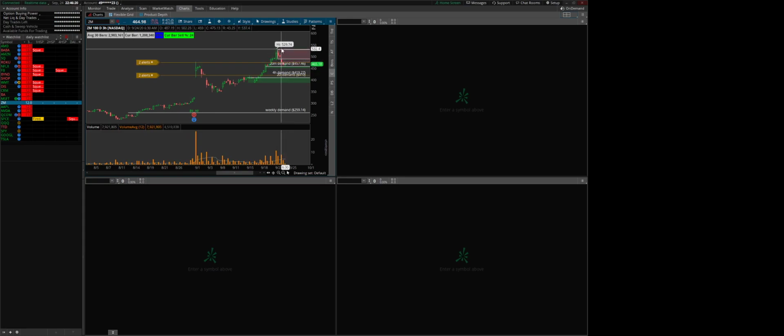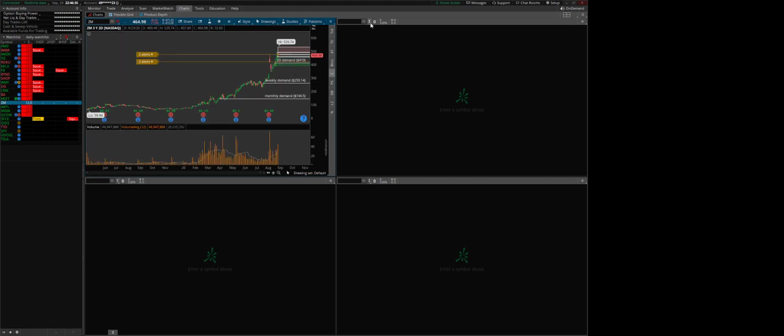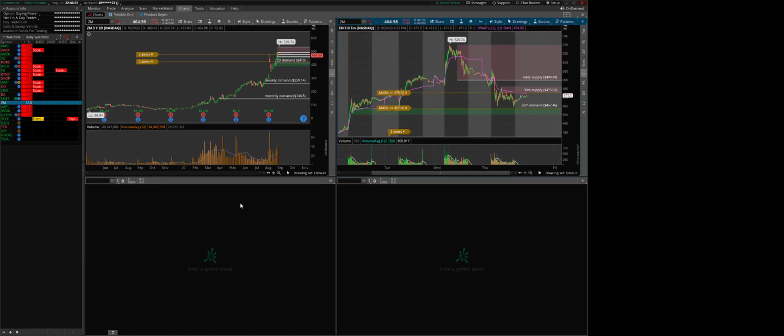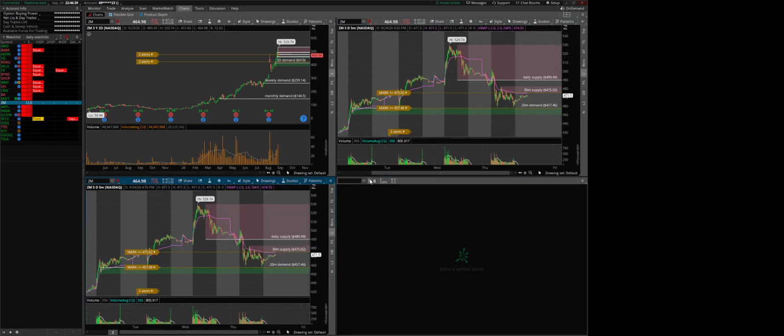So okay, for the highest time frame, I'm just gonna stick to this area right here. I'm not even gonna worry about the weekly. So we got the 2 day demand right here, the highest time frame. So this is the 2 day.